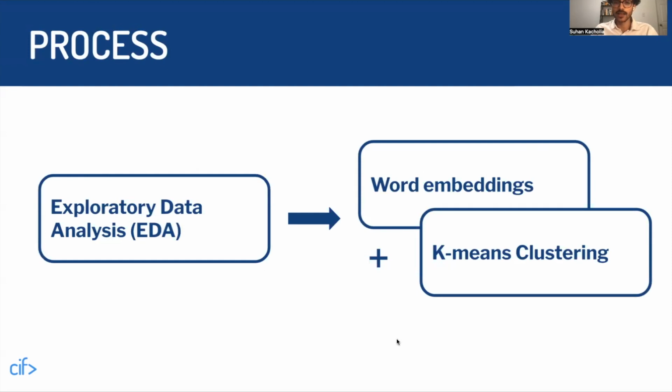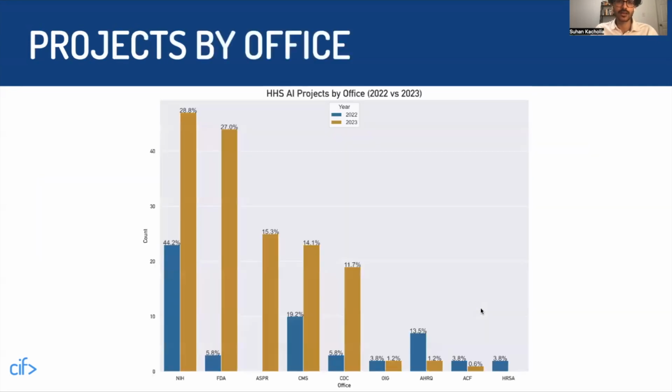What I did to analyze these projects involved two steps. The first was exploratory data analysis, which involved making graphs and simple summary statistics to understand the data. The second involved a technique called word embeddings, which I used for k-means clustering, and I will describe all of that later. The first graph I wanted to show is a summary of the projects by each office.